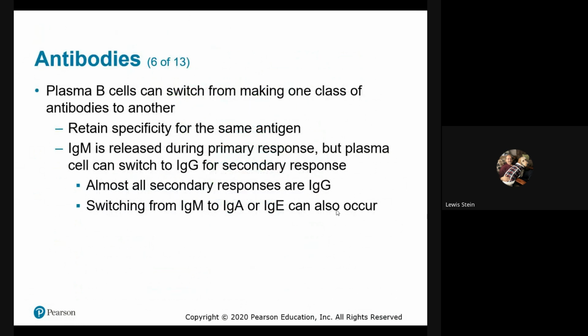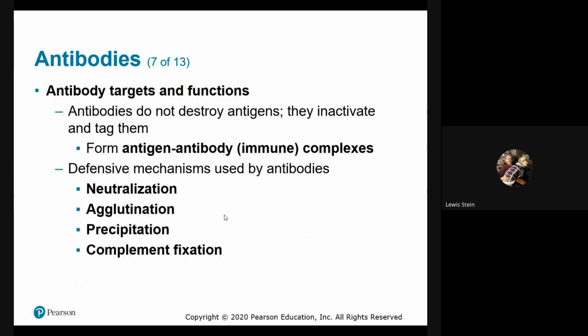So B cells can switch, okay, even though they have specificity for the same antigen. So IgM early, IgG later. Secondaries are IgG. You can switch to other things depending. Again, that's a little bit about the pre-programming that goes in there.